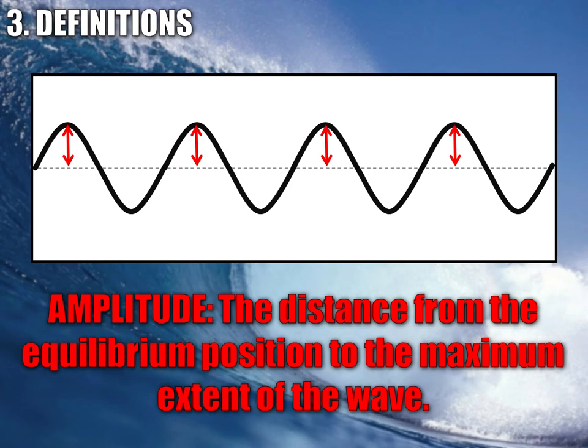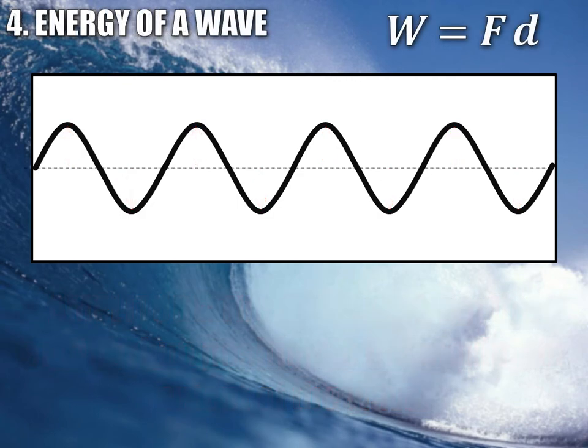We could also, starting from the equilibrium position, go down to the bottom of the wave, known as the trough. So either one of these distances is called the amplitude. The amplitude of a wave is the distance from the equilibrium position to the maximum extent of the wave. The amplitude of a wave is important because it indicates to us the energy of a wave.